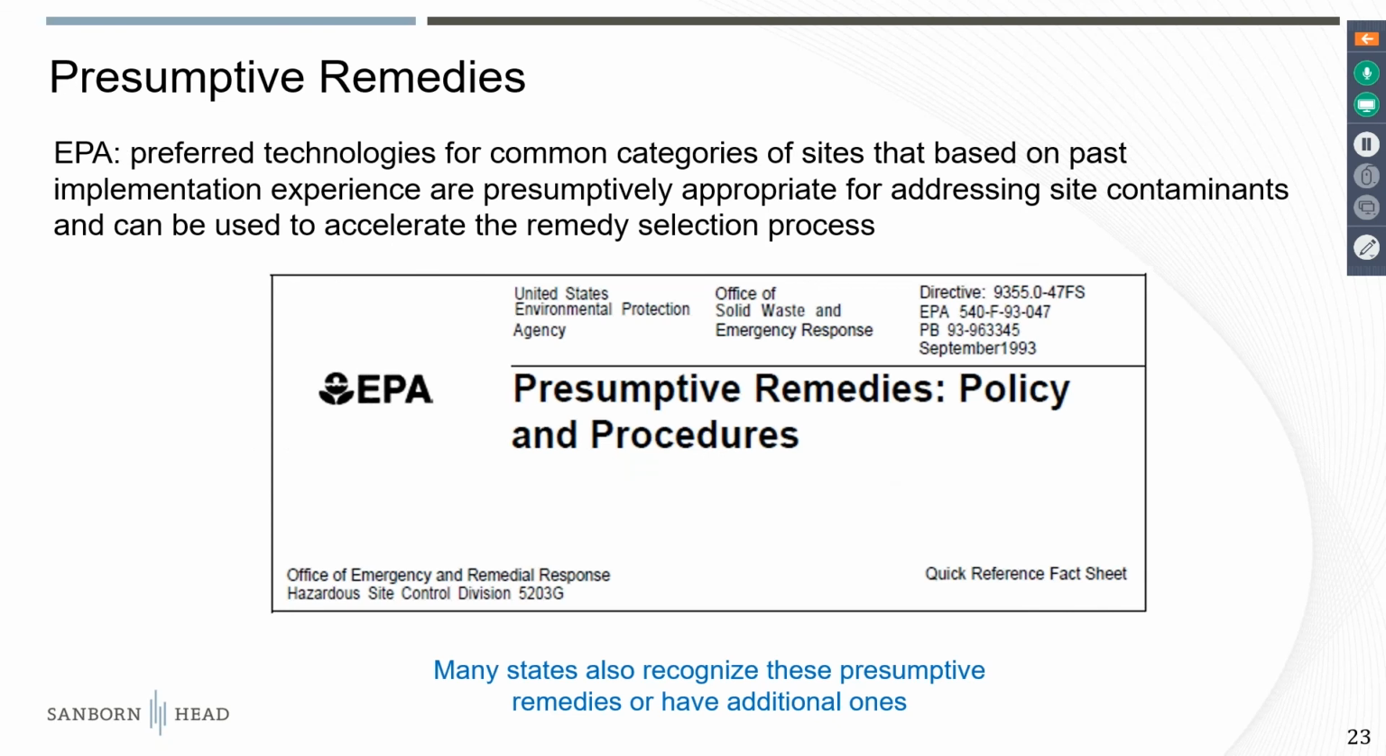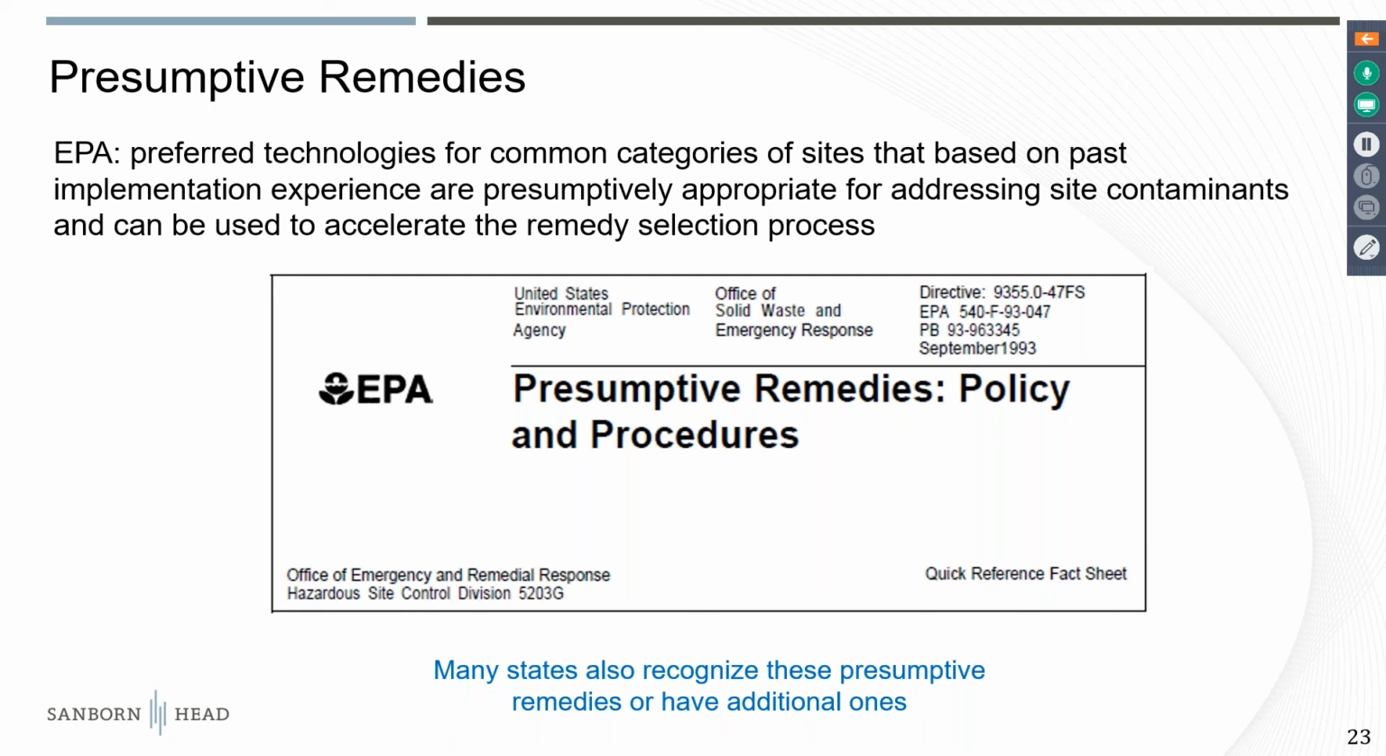So that's kind of the FS process, and I'm going to just go into a few different paths off of that process. The concept of presumptive remedies. These are intended to help streamline the formal FS process, given whether a site has contaminants or conditions that have been readily treated with certain technologies that have been effective before.